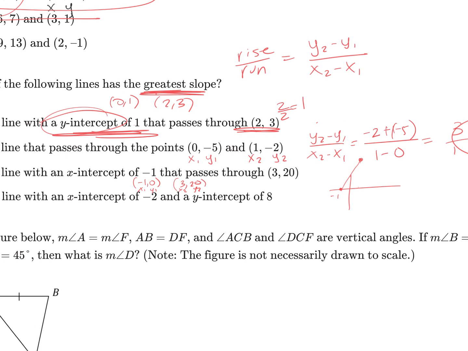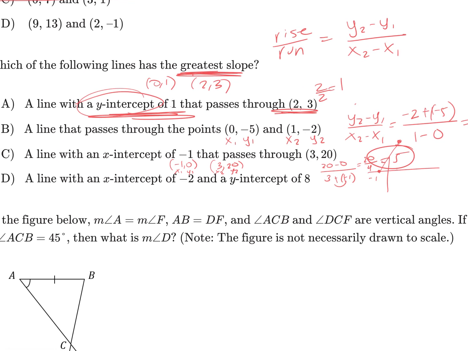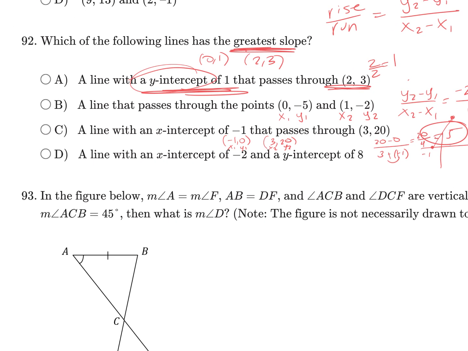Okay, let's use the formula. 20 minus 0 divided by 3 minus -1. That's 20 over 4, because these turn into plus. That's 5. So far, that looks like it has the greatest slope.